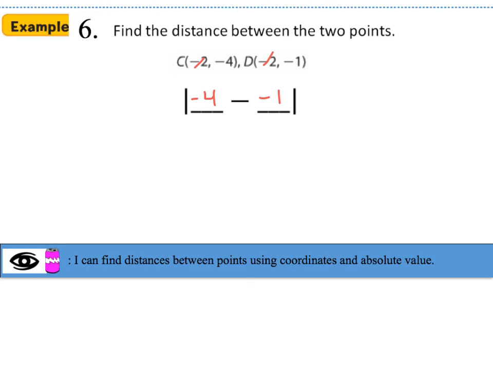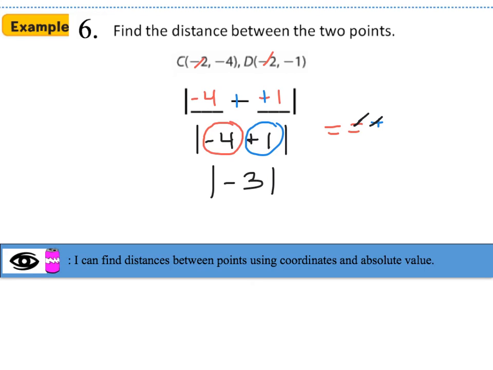So the thing that I want to look at is I have 2 negatives standing next to each other, so these 2 negatives are going to fight. So it actually becomes the absolute value of negative 4 plus 1. So now we can go ahead and take a look at this. Well, I have 4 negatives here, so I'm going to draw 4 negatives. And then I have 1 positive. I'm going to draw a positive sign here. I can cross out a negative and a positive because those are 0 pairs. And the amount that I have left would be negative 3 because there are 3 negative signs left. And the absolute value of negative 3 is just equal to 3. So point C and D are 3 units apart.